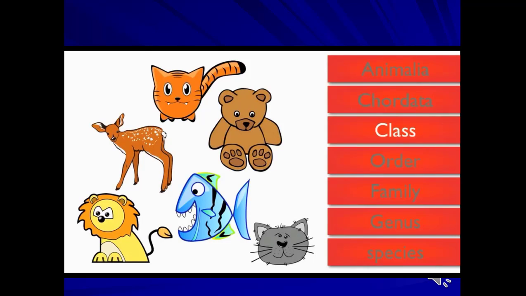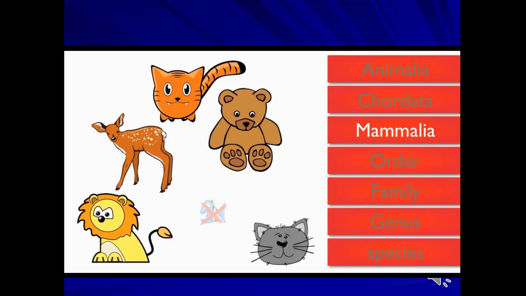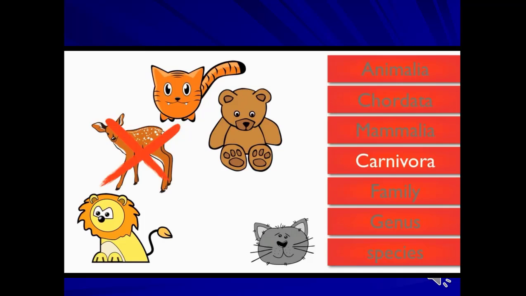Class is the name of the next level of classification. The class that the lion belongs to is called Mammalia. Scientists use Greek or Latin words for the levels because they are understood everywhere. Mammalia means mammal, or animals with hair or fur. The fish is removed from our group because it's not a mammal. Order is the name of the next level, and the order a lion belongs to is called Carnivora, which means meat eating. The deer is not a member of this order, and so it is removed.